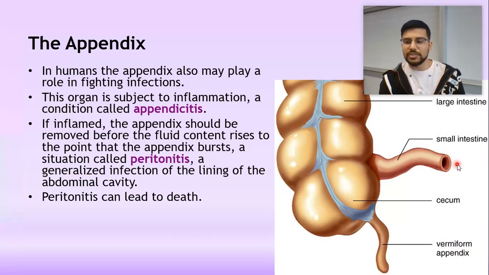So here's your small intestine. You can see it's very thin. It enters into your large intestine. And right at the bottom of your large intestine, you have this appendix, and then this blind end is called the cecum.